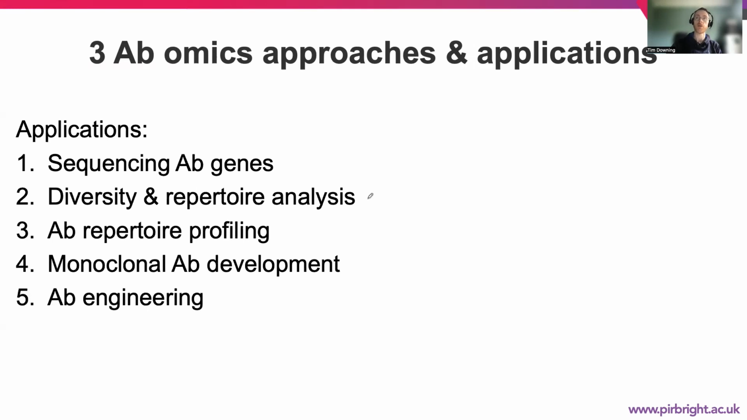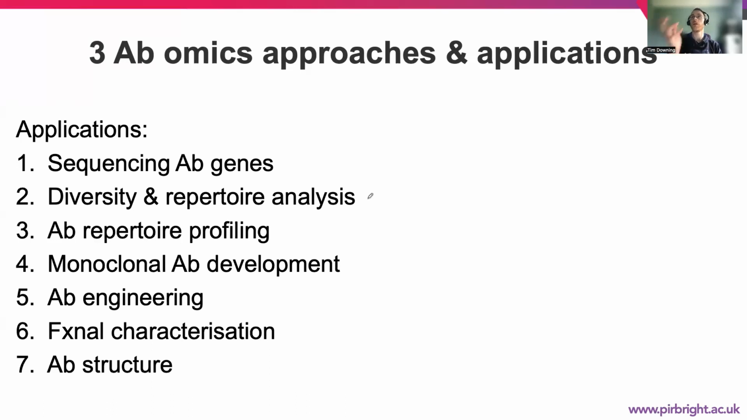We can do antibody engineering to create more specific antibodies, or say take them from one organism and transfer them to another. We can also do functional characterization of antibodies, and then also look in more detail at the structure, how the genetic variation that is present affects that structure and specificity for different antigenic sites.